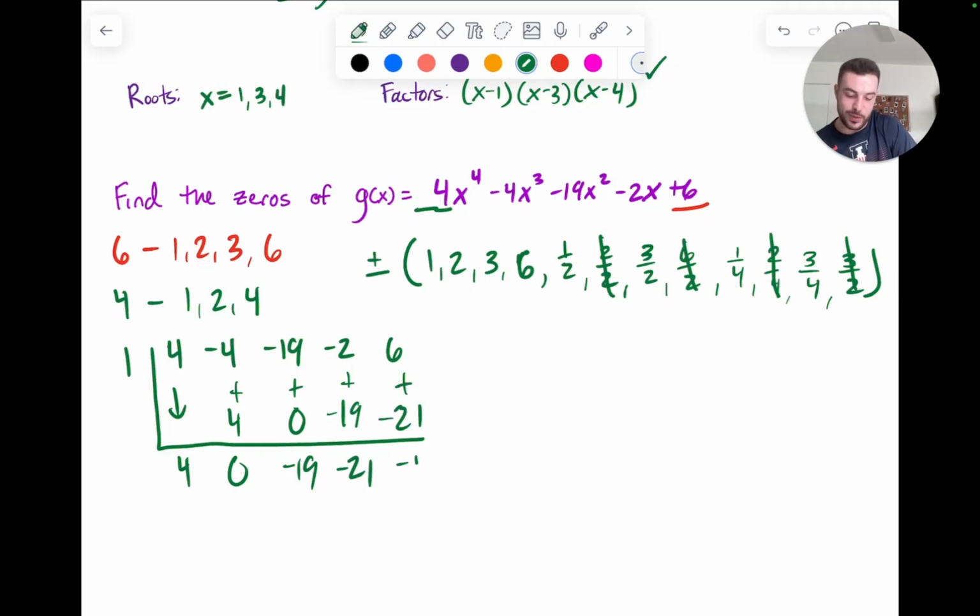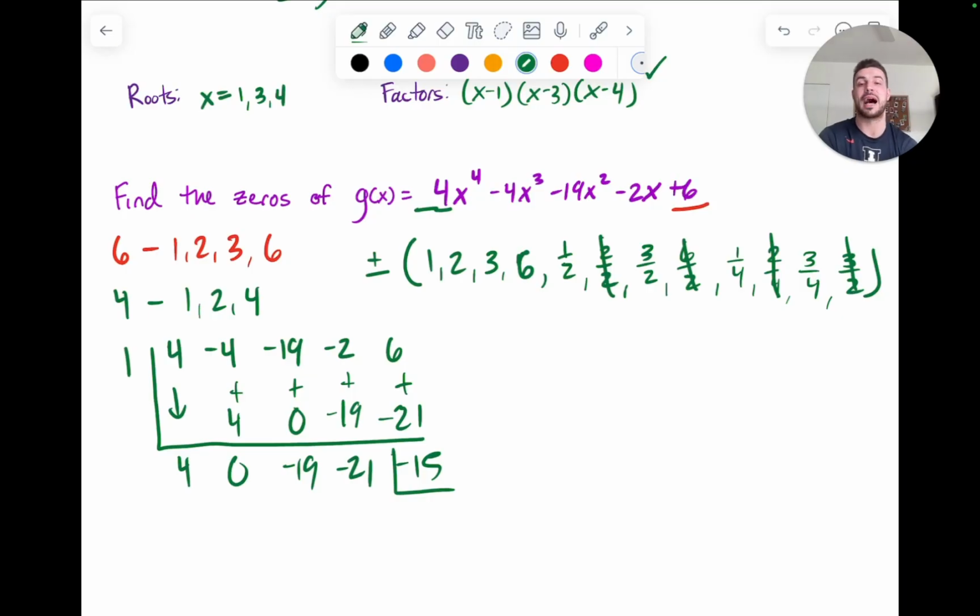and I see that we end up with a negative 15. What that means is we have a remainder, and therefore 1 is not a solution. So x minus 1 is not a factor because it doesn't go in evenly. So this is when the tricky part with using our P over Q values only is a little bit difficult, because I could try a lot of numbers here until I find some factors that work.